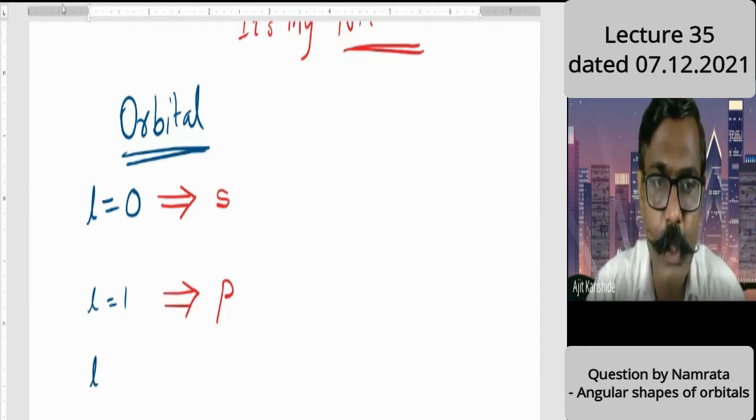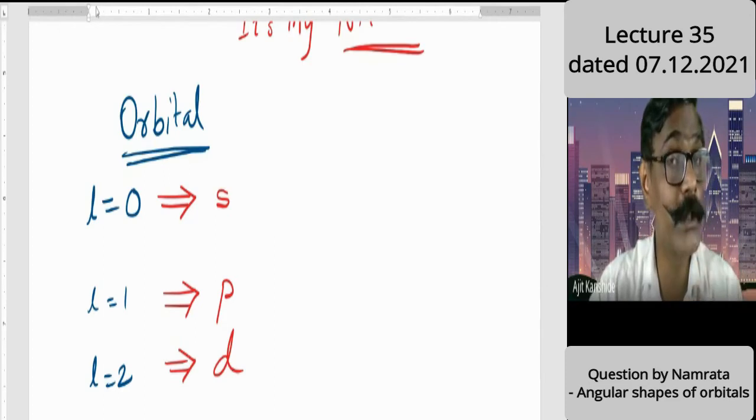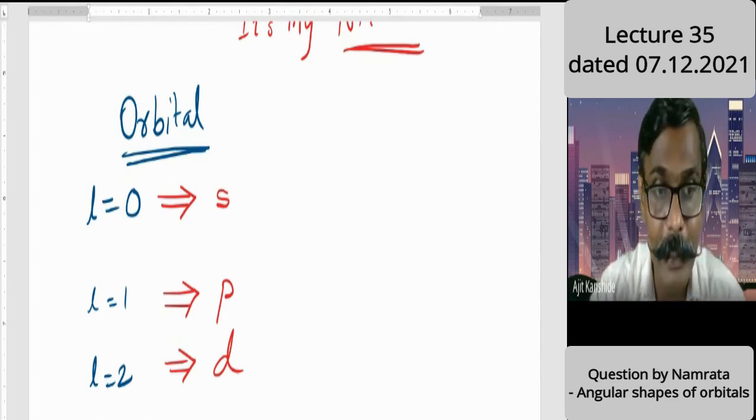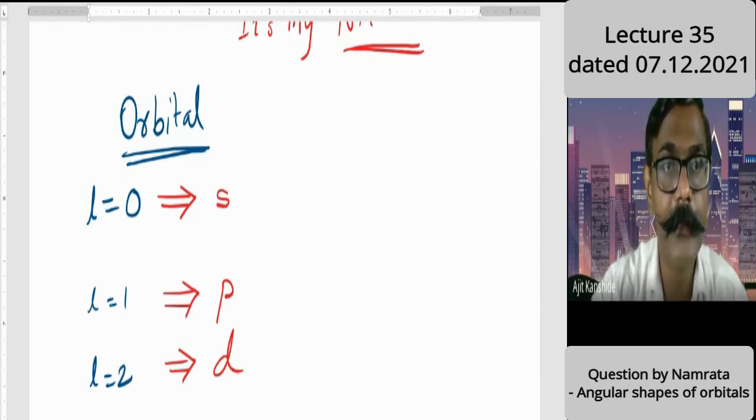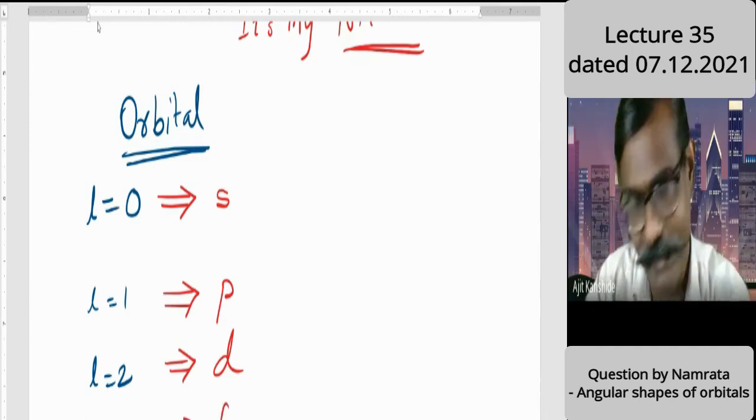When l is equal to 2, which orbital? D orbital. All are small letters. s is small, p is small, d is small. And when l is equal to 3, then which? F. F is a subshell. F orbital. Yes, it's a f subshell.